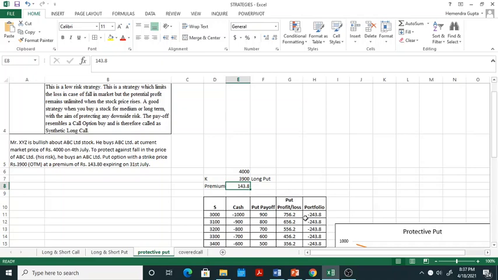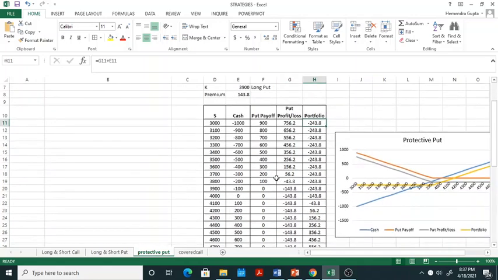Therefore, from the put transaction he will have a net gain of 756.2. How did I get this? 900 rupees is the payoff minus the premium. So this is the profit I've made from the put transaction. I have suffered a loss on the holding. So overall, what is my loss? My loss is minus 243.8, because I've gained from the put and lost from the cash holding. Let's move further.